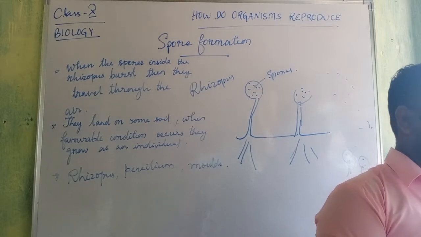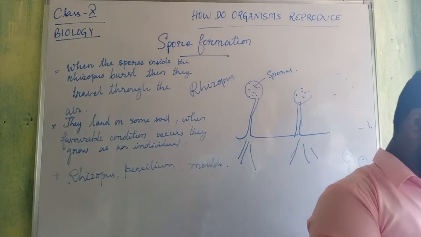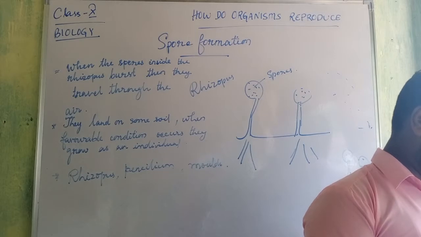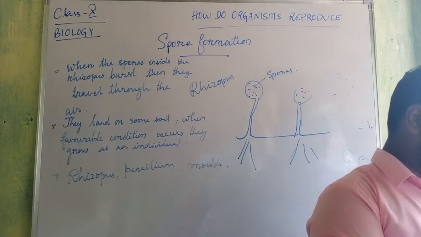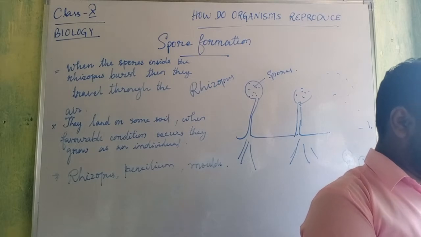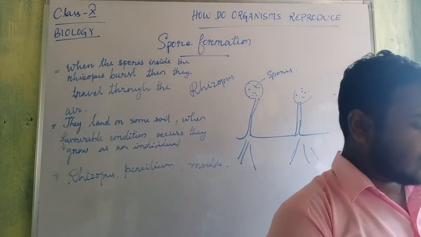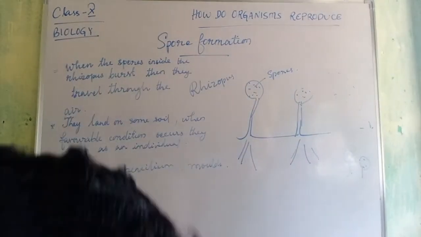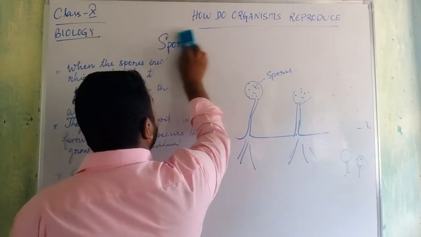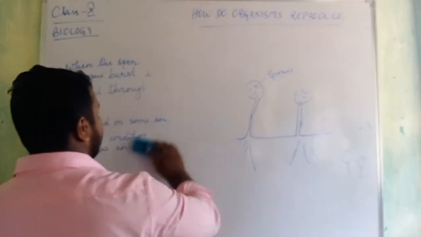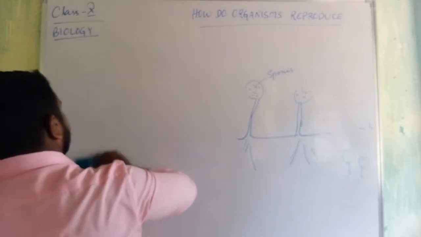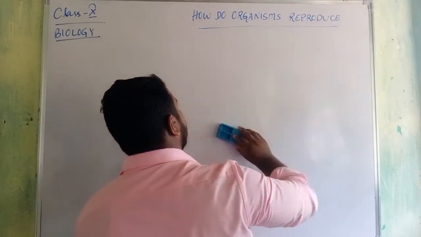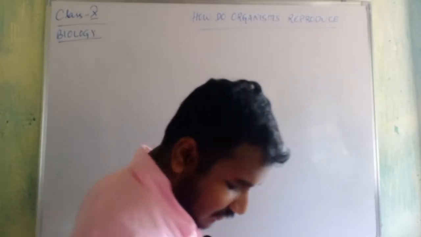Okay, next is our vegetative reproduction. So what is vegetative reproduction? In your earlier classes you might have studied about vegetative reproduction. Today also I will be teaching you about vegetative reproduction. So this is spore formation. Next is your vegetative reproduction.